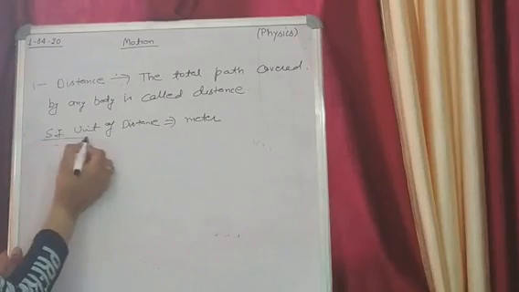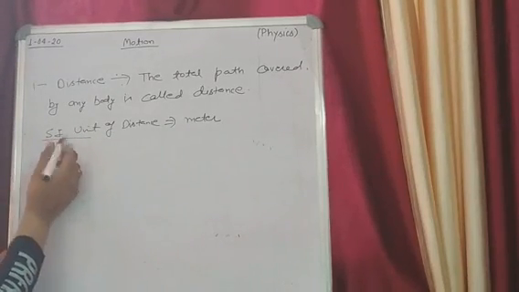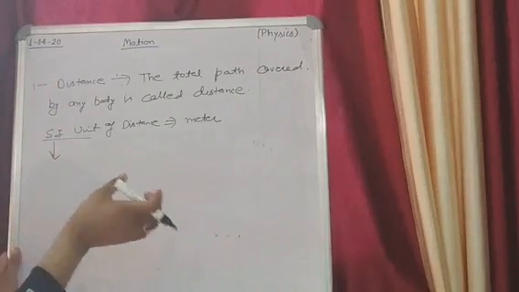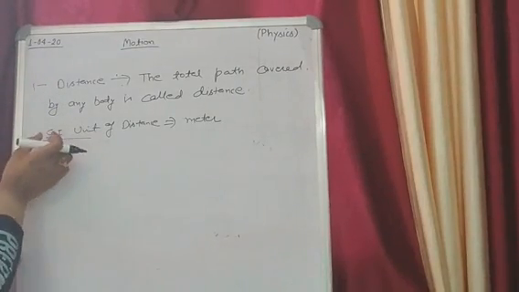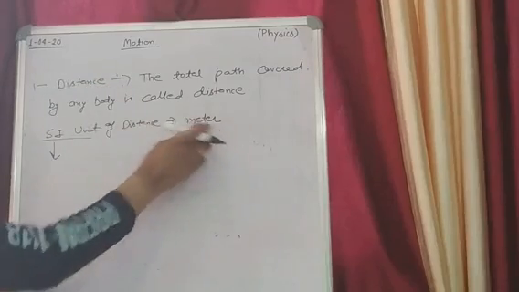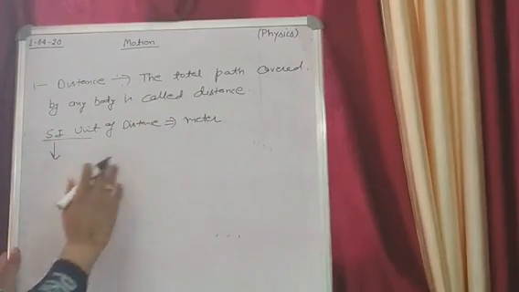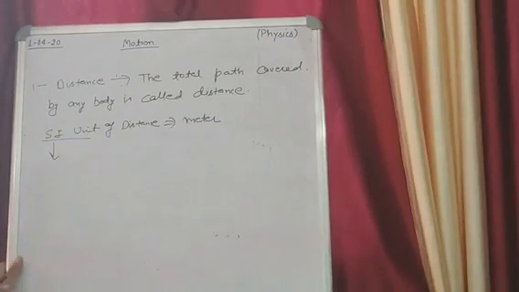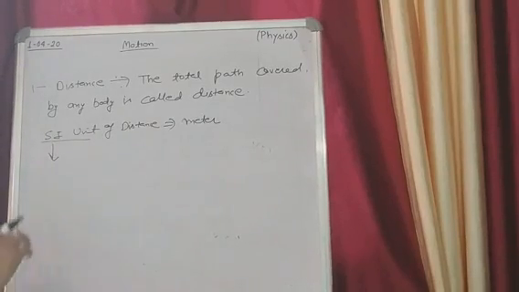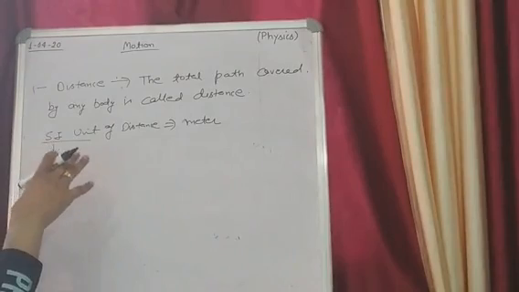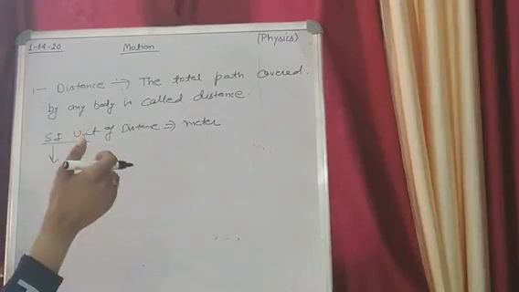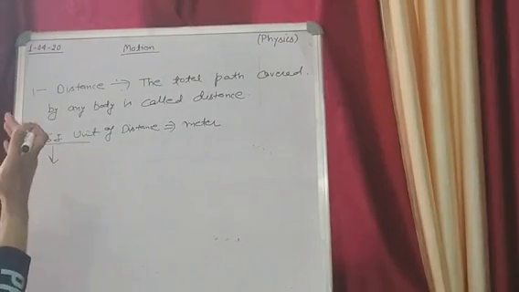And SI unit, this is very important. What is SI? SI means International System of Units. Okay. This unit is adopted by all countries in the world. So SI means International System of Units. Okay. The SI unit of distance is meter. Okay. This is valid in every country. So for every physical quantity we will talk about the SI unit. Okay. So now we know about distance. What is distance? The total path covered by any body is called distance. And what is the SI unit of distance? That is meter.